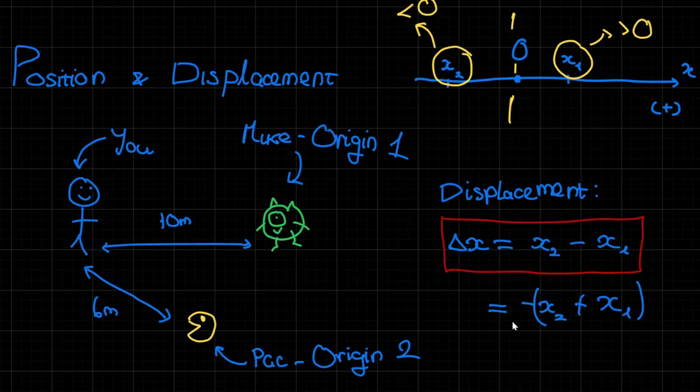You will notice that displacement can be negative. What this means is that you just went backward, and that is exactly what happened here. You went from x1 to x2, so that's going backward compared to the direction of the axis.